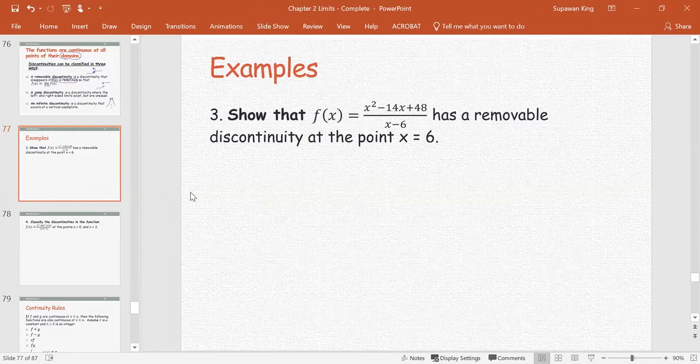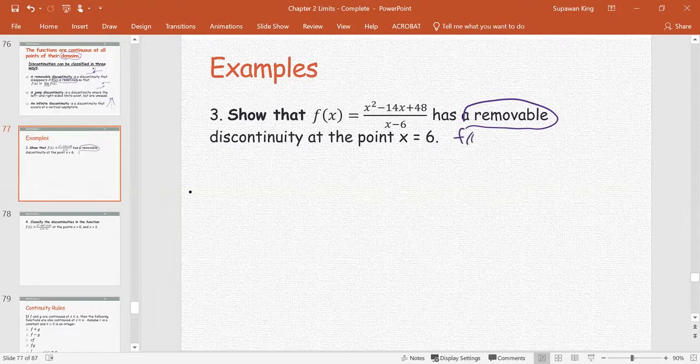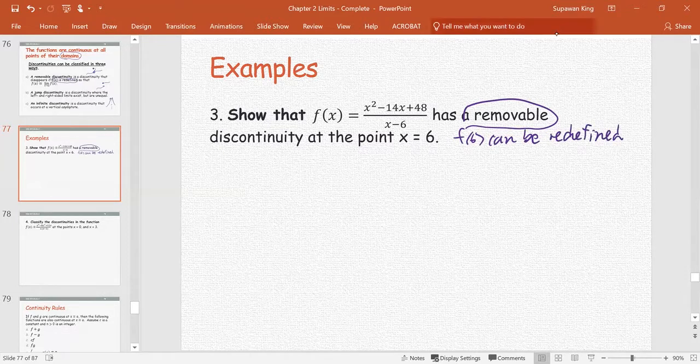Example 3: show that f of x equals x squared minus 14x plus 48 divided by x minus 6 has a removable discontinuity at the point x equals 6. That means the function at 6 can be redefined, as at the beginning, the f of 6 is not equal to the limit of the function as x approaches 6, or f of x might not be defined to begin with.